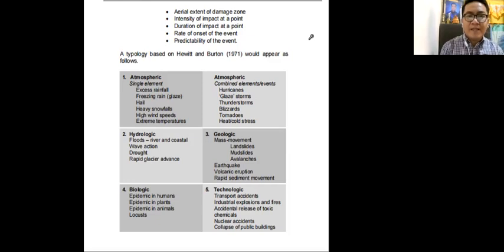So, yun po yung lesson po natin ngayon. Tukuyin lang po natin about the concept of hazard and the concept of disaster. Next meeting po, pag-uusapan po natin ang vulnerability.